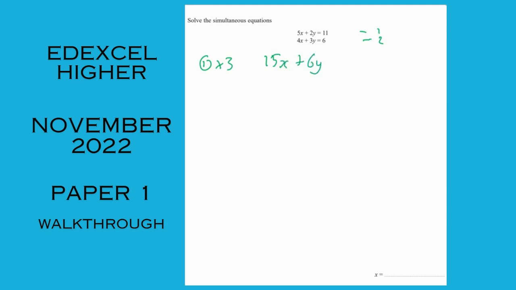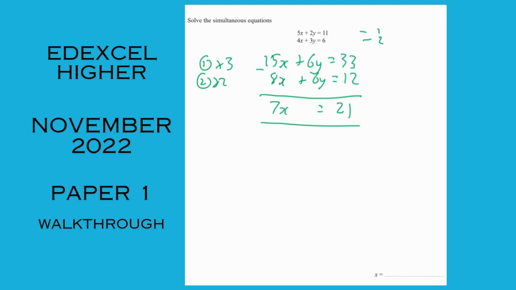15x, 6y, 33. And let's double the second equation. 8x, 12y, 12. 12y, what the heck am I on about? That was a deliberate mistake to see if you're still awake, obviously. And because we've chosen to make the y's the same, we look at the signs in front. Same signs, subtract. And we get a nice 7x is 21, x is 3.